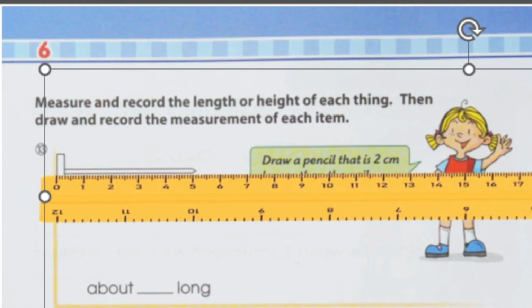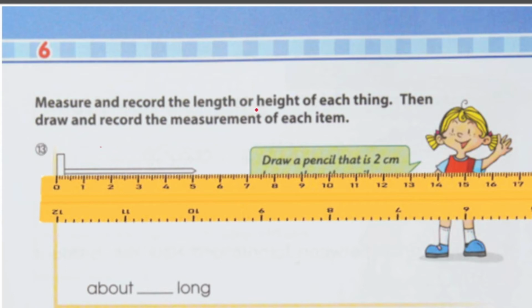Now they say measure and record the length or height of each thing. Then draw and record the measurement of each item. So first of all, we are measuring this pin. So this is 5.1. So this is the zero of the scale and this is the end point of the pin. So this is 5.1. I will just enlarge it to show you.